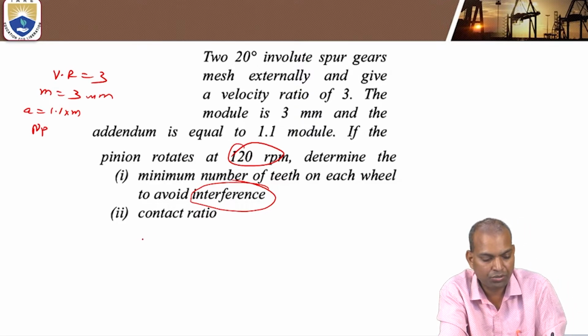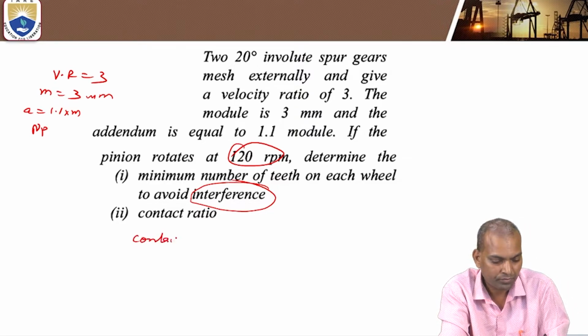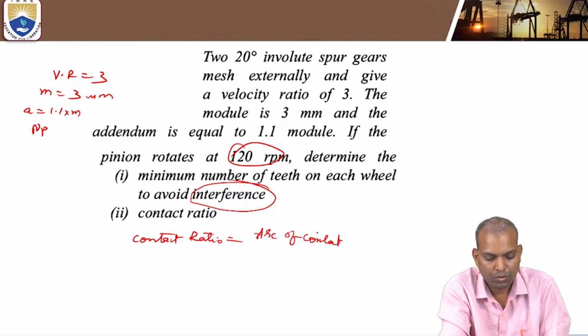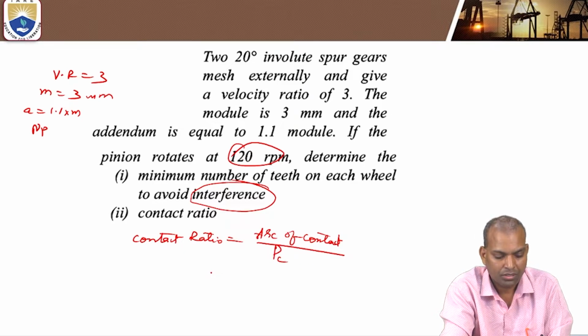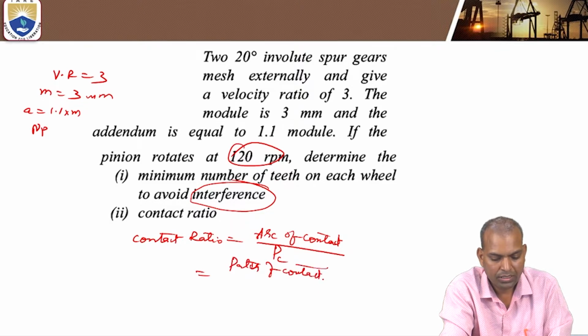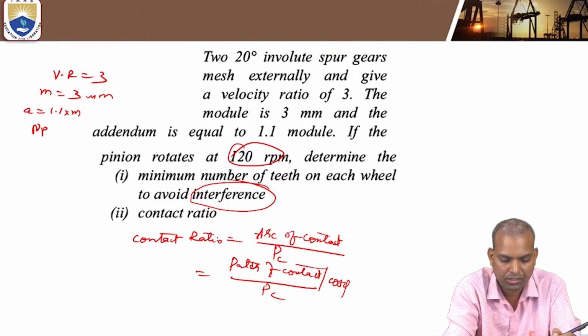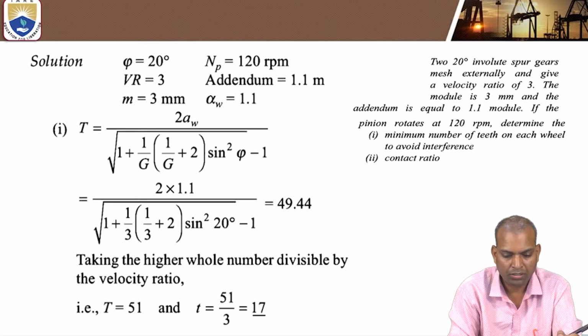The contact ratio equals arc of contact over circular pitch, PC. Now what is the arc of contact? Path of contact divided by cos phi, over PC. What is the path of contact? Path of approach plus path of recess. In that manner we have to solve the problem.